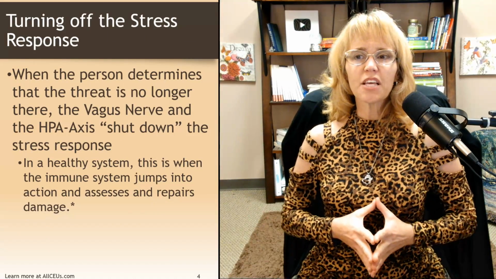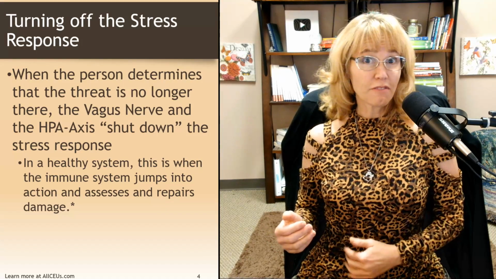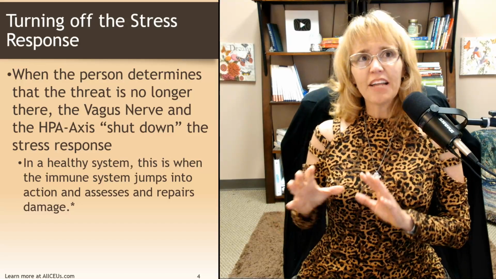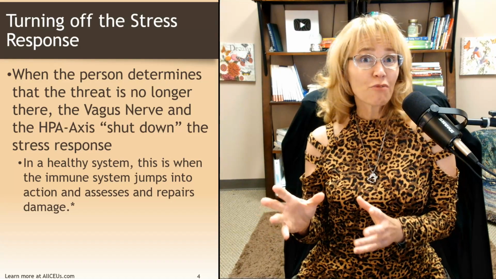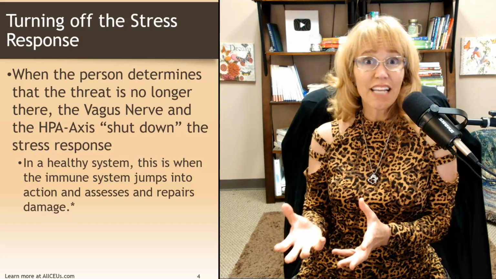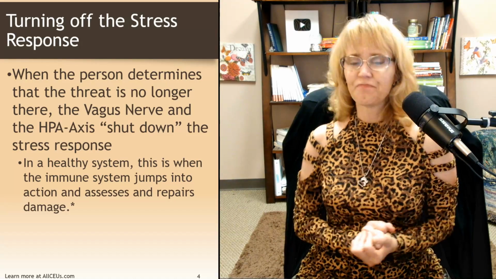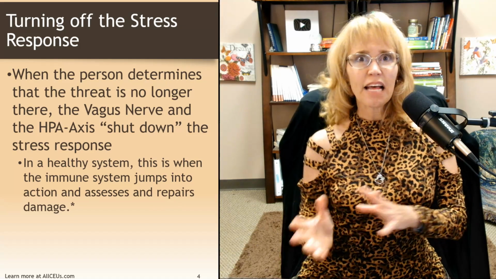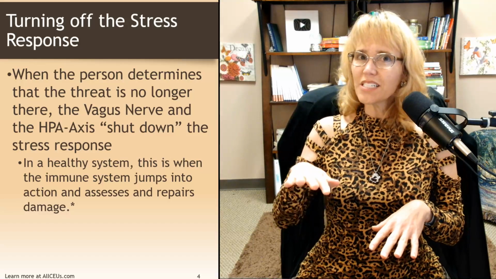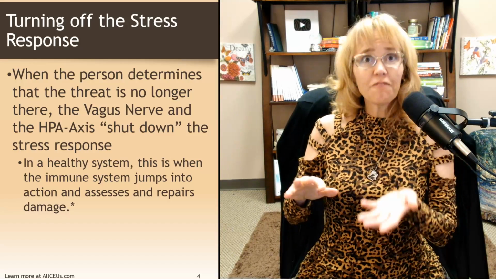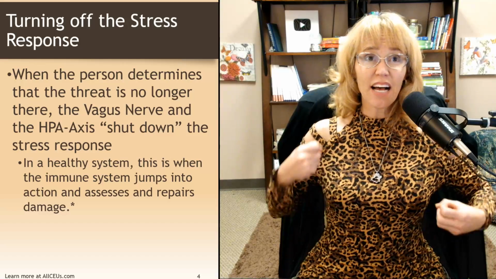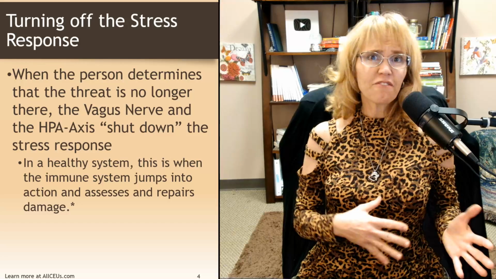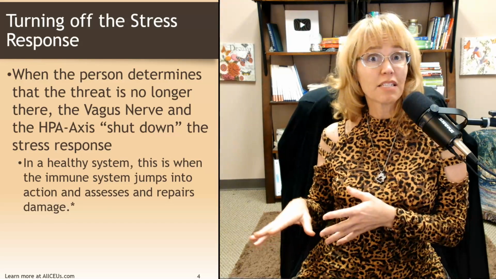When the person determines that the threat is no longer there, the vagus nerve and the HPA axis work together to sort of shut down the stress response and trigger the relaxation response, repair response, the rest and digest response. There's lots of R's that get triggered. In a healthy system, this is when the immune system jumps into action and assesses and repairs the damage. So when cortisol goes down, unfortunately, inflammation may go up. Your inflammatory cytokines are released to go on patrol and see if there's anything that needs to be repaired. If not, then all of the repair guys come back to station.